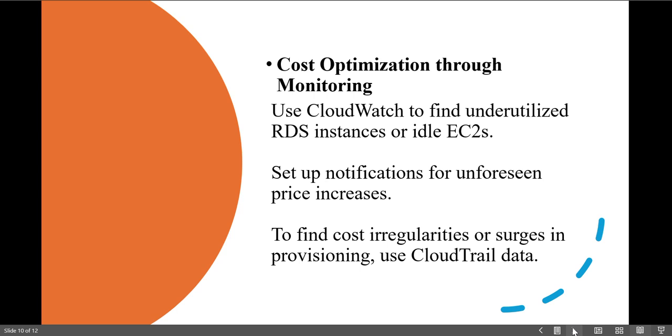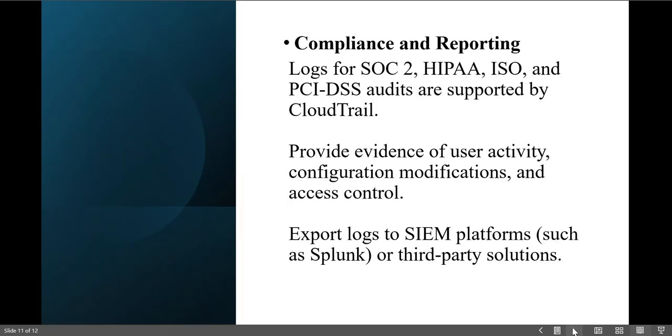Next thing is cost optimization through monitoring. Use CloudWatch to find underutilized RDS instances and idle instances. Set up notifications for unforeseen price increases to find cost irregularities or surges in provisioning. Use CloudTrail data for compliance and reporting.